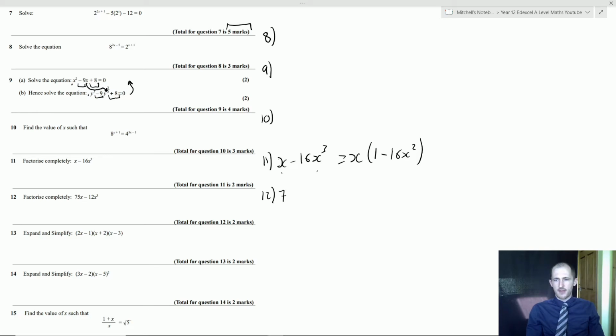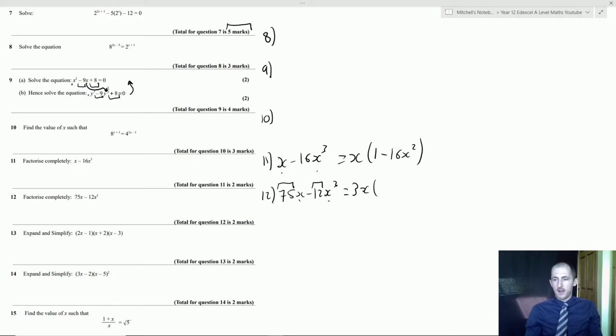Question 12, we can do something else as well. So we have 75x minus 12x cubed. Think about the different things we can probably take out from them. First things first, can we take something out of 75 and 12? Well, we can take out 3, right? And is there anything we can take out of x and x cubed? Well, we can take out x. So 3x on the outside.